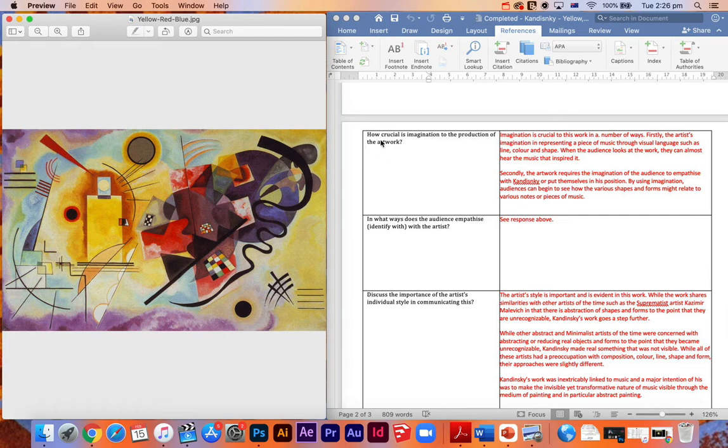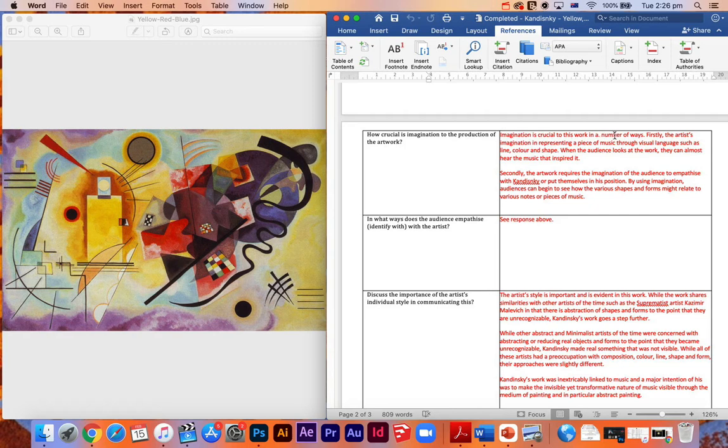The next question here is, how crucial is imagination to the production of the artwork? So I've said here, imagination is crucial to this work in a number of ways. Firstly, the artist's imagination in representing a piece of music through visual language, such as line, colour and shape. When the audience looks at the work, they can almost hear the music that inspired it. So imagination is really important there.